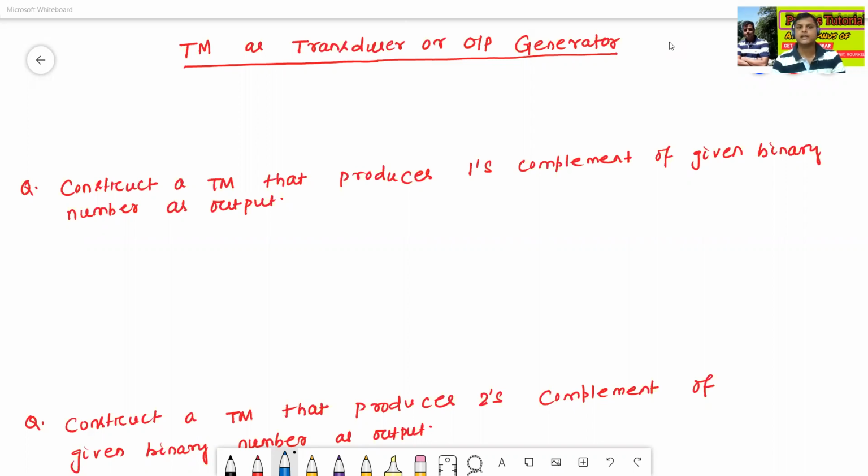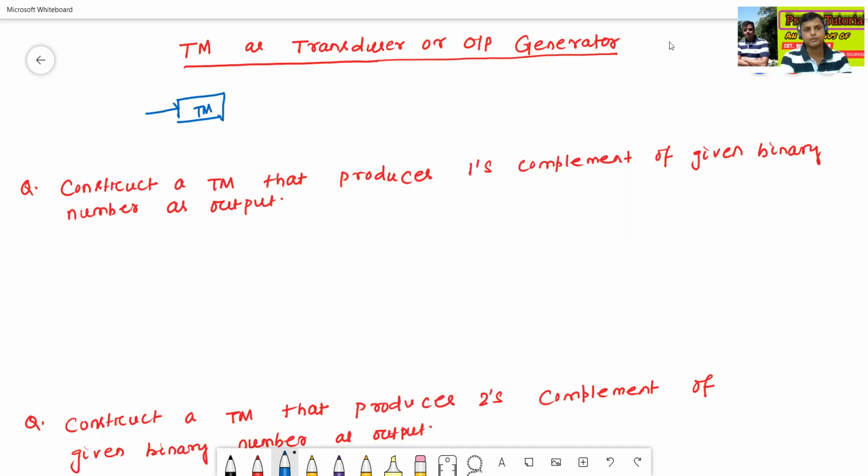So what is the meaning of Turing machine as transducer or output generator? This is a type of Turing machine that will generate the output. In the previous classes, we have already discussed the Turing machine as a language recognizer. Turing machine as a language recognizer means, suppose this is a Turing machine.